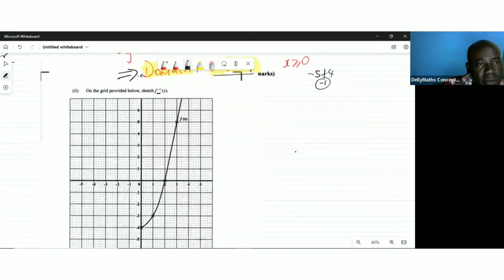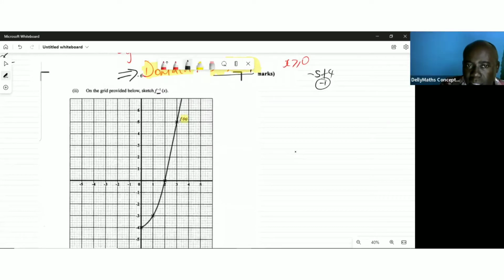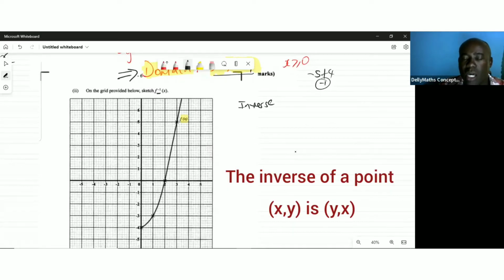On the grid provided, sketch the inverse. The inverse, watch this. This is f of x. Look, I want to relate this to you. I might have said it. The inverse of a function actually is a switch of ideas. You hear me? Inverse of a function is a switch of ideas.